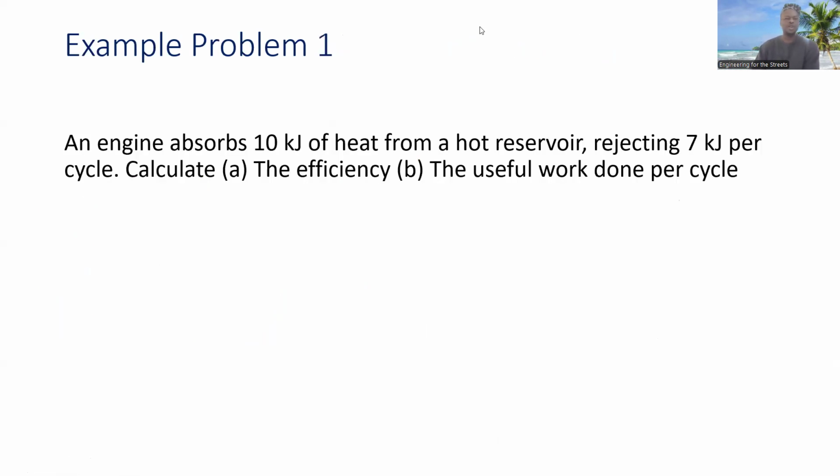So we're going to solve some example numerical or calculation problems. It's a relatively simple one, isn't it? An engine absorbs 10 kilojoules of heat from a hot reservoir, rejecting 7 kilojoules per cycle. Calculate A, the efficiency, B, the useful work done per cycle. I believe you can do that.